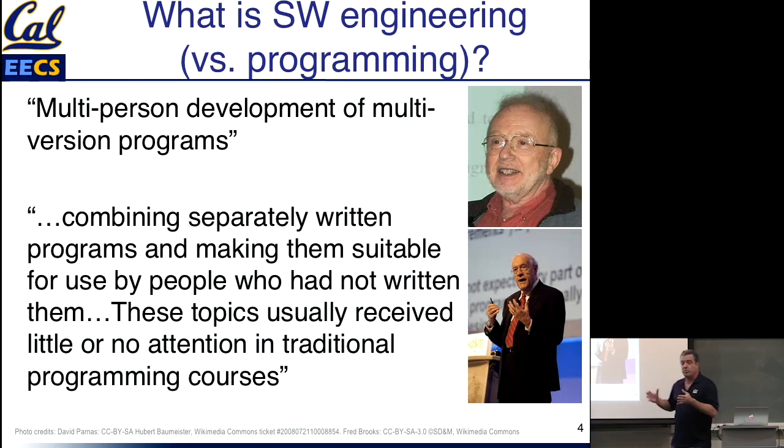I'm going to take suitable for use to also mean suitable for continued development. So before, we had someone here say doing things in a sustainable way. One aspect of sustainability is long life. And he rightly pointed out that even today, these topics don't receive maybe as much attention as they should in programming courses, hence software engineering courses.